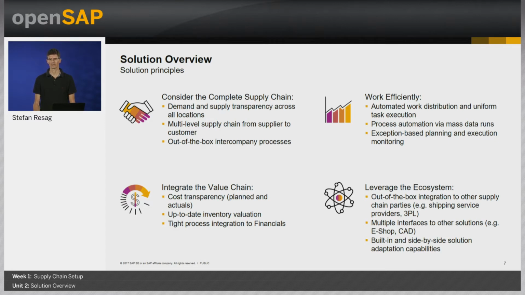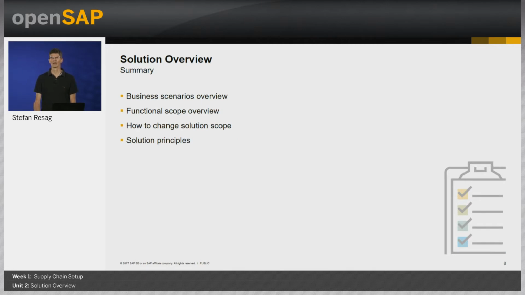Now let us summarize Unit 2 of Week 1. You got an overview of the business scenarios and the functional scope SAP Business by Design covers for supply chain management related businesses. I also showed you how you can easily change the solution scope in a consistent way. Finally, I've highlighted the solution principles we follow.